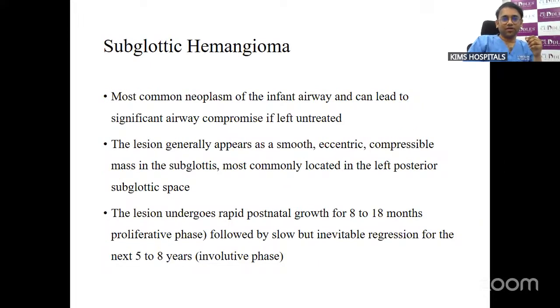The next thing is subglottic hemangioma. Subglottic hemangioma is the most common neoplasm in the infant airway, and it can lead to significant airway compromise. The lesion appears as a smooth, eccentric, compressible mass in the subglottic area, most commonly located in the left posterior subglottic space. Like any hemangioma, it grows postnatally for 8 to 12 months in a proliferative phase, followed by slow but inevitable regression over 5 to 8 years.